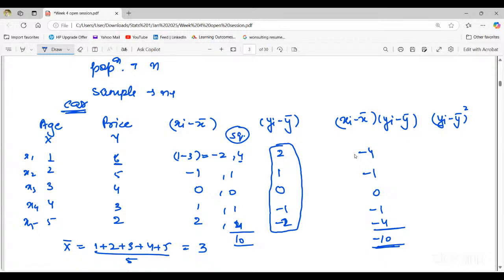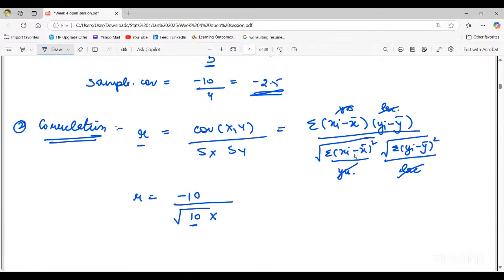So the whole square would be: 2 square is 4, 1 square is 1, 0, minus 1 square is 1, and 2 square is 4. Correct? So my sum would be 10. So here it is the square root of the summation of (yi minus y bar) whole square. This value is 10, so it would be the square root of 10. Now you got it. So the value would be minus 1. This is how I calculated the correlation.